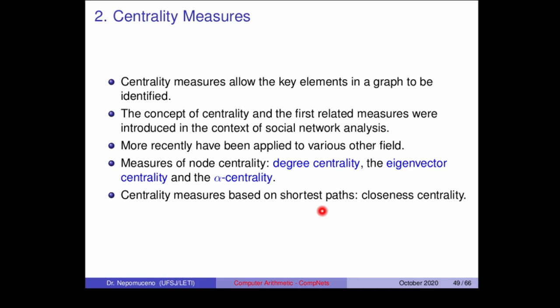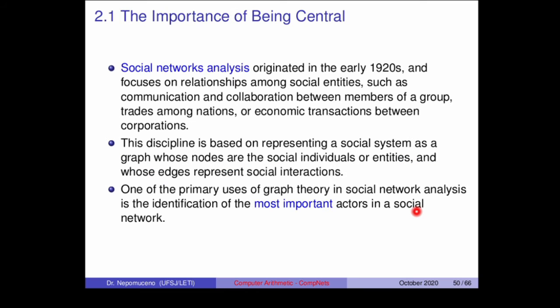Centrality measures based on the shortest paths, closeness centrality. Social network analysis originated in the early 20th century, and focused on relationships among social entities, such as communication, collaboration between members of a group, trade among nations or economic transactions between corporations. This discipline is based on representing social network systems as a graph, whose nodes are the social individuals or entities, and whose edges represent social interactions.